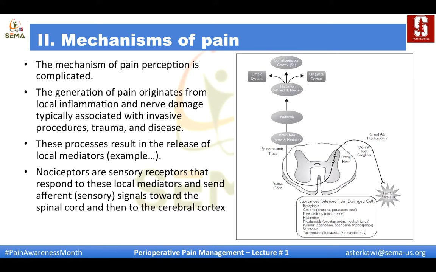So the generation of pain originates from the local inflammation and nerve damage typically associated with invasive procedure, trauma, and surgery. Then these processes result in the release of local mediators, for example, bradykinin, free radicals, histamine, serotonin. I'm going to talk about that in a minute. Nociceptors are sensory receptors that respond to these local mediators and send afferent signals toward the spinal cord and then to the cerebral cortex.